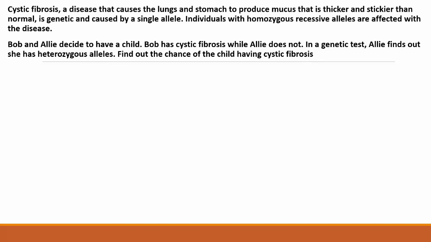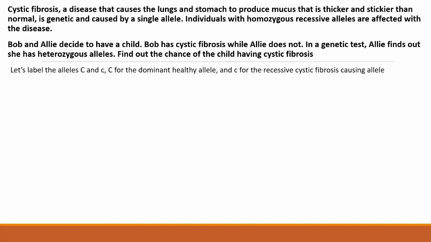Again, first we want to label the alleles. So we're going to have capital C for the dominant healthy allele and lowercase c for the recessive cystic fibrosis causing allele. From this, we can try and figure out the alleles of the parents using the information we have in the question. Now, since Bob does have cystic fibrosis and it is caused by homozygous recessive alleles, we can label him as recessive, recessive. Now, Ali has heterozygous alleles, which means she must have 2 different alleles, so she must have dominant and recessive.